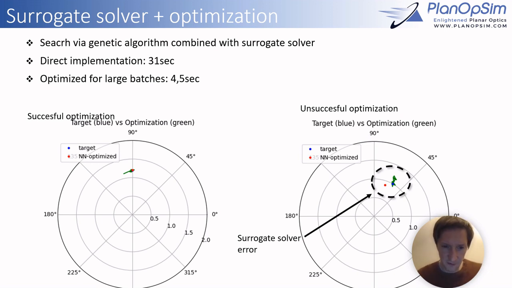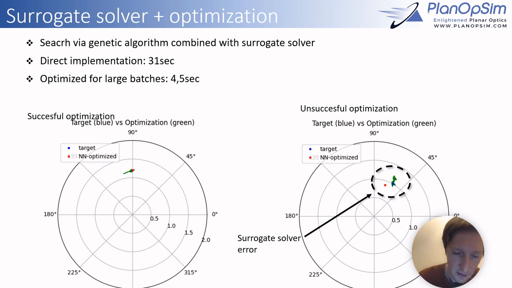If we do a naive implementation, we just take the optimization algorithm as is and use the surrogate solver instead of the RCWA solver, we find a structure within 31 seconds. If we take advantage of the fact that we can now calculate large batches very quickly and optimize our optimization strategy for that as well, we can even find solutions within less than 5 seconds.